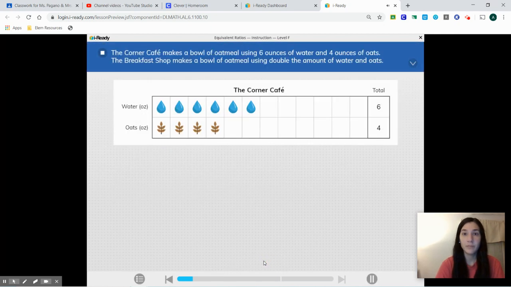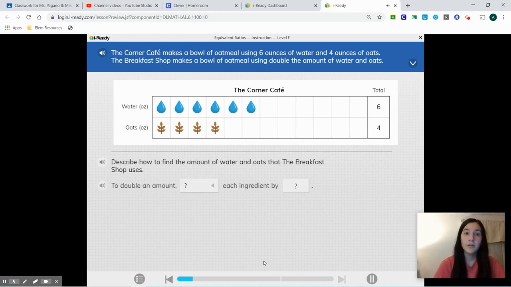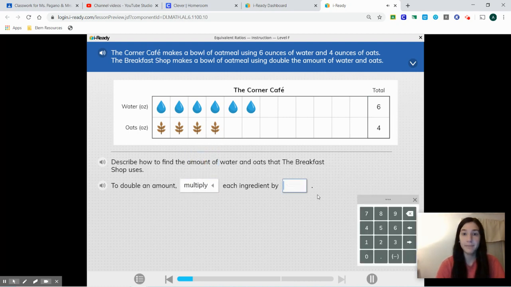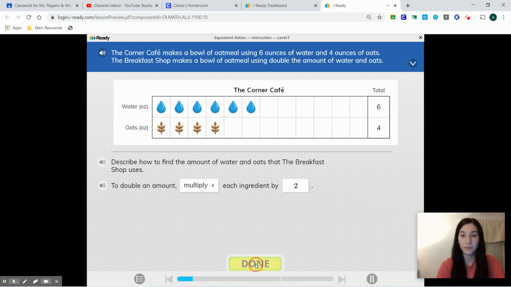The Corner Cafe makes a bowl of oatmeal using 6 ounces of water and 4 ounces of oats. The breakfast shop makes a bowl of oatmeal using double the amount of water and oats. Okay, describe how to find the amount of water and oats that the breakfast shop uses. To double an amount, we know means multiply by 2. So we're going to put in multiply by 2.